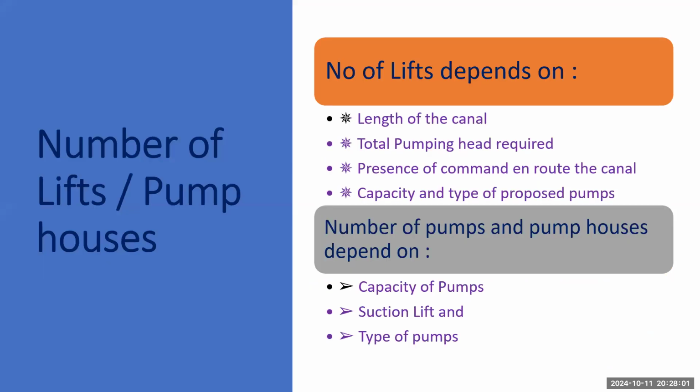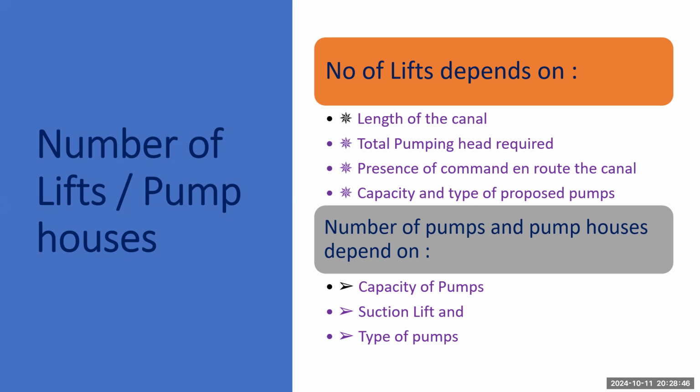Now, the number of lifts. As I have said, if it is a small lift irrigation scheme, there is only one stage. That means in one stage, water is lifted from the source to the delivery point or to the command area. But if the length of the canal is more, and if the total head is higher, and if there is command area en route of the canal, in that case, a number of lifts are required. Okay, in that case, the project will be a multi-stage project.